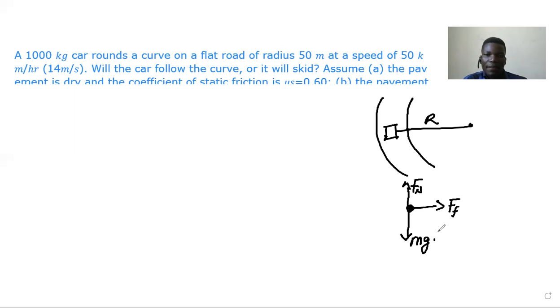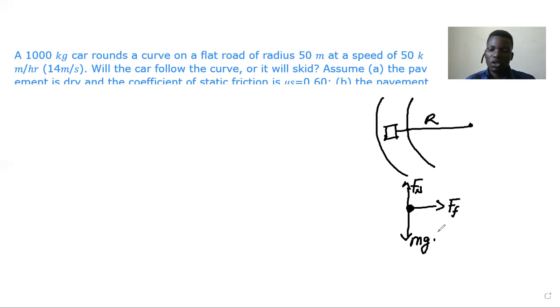So this car will follow the curve only if the maximum static friction force is greater than the net horizontal force that is required to keep this car in a circular motion, or to round the curve. Okay, so we first calculate the normal force, because for us to be able to know the maximum static friction force, we need to know what the normal force is.